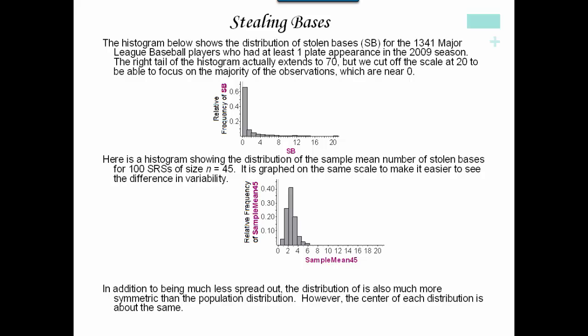Next, we have a histogram showing the distribution of the sample mean number of stolen bases for 100 simple random samples of size n equals 45. It is graphed on the same scale to make it easier to see the difference in variability. In addition to being much less spread out, the distribution of x bar is also much more symmetric than the population distribution. However, the center of each distribution is really about the same.